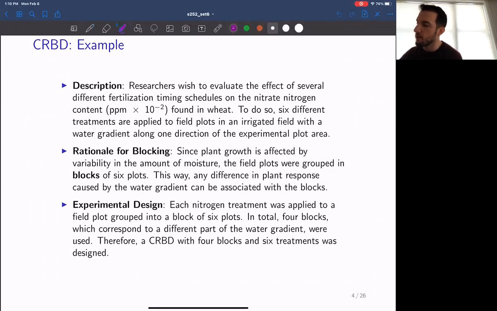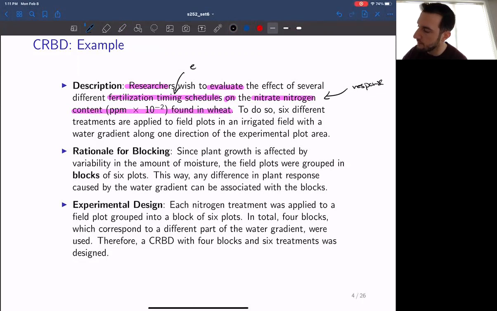So here we have researchers wishing to evaluate the effect of several different fertilization timing schedules on the nitrate nitrogen content found in wheat. Okay, so researchers evaluate fertilization timing schedules on nitrate nitrogen content. Okay, so this is going to be the response, and this here is going to be the explanatory variable.